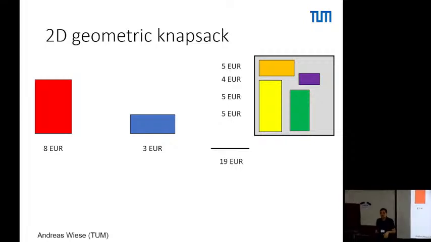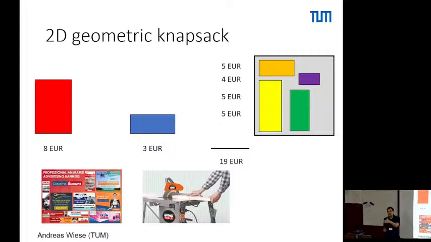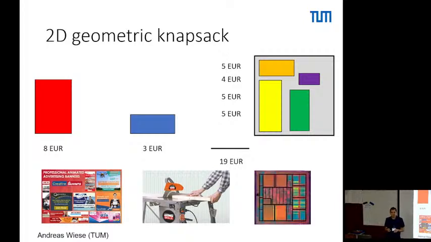Okay, good. It turns out that this two-dimensional setting of knapsack already has some applications. For example, if you place some advertisements on some billboard or some website. Also, if you cut out some pieces out of raw material like wood or metal. And it's also related to some problems that appear in chip design. So, how can we solve this problem?